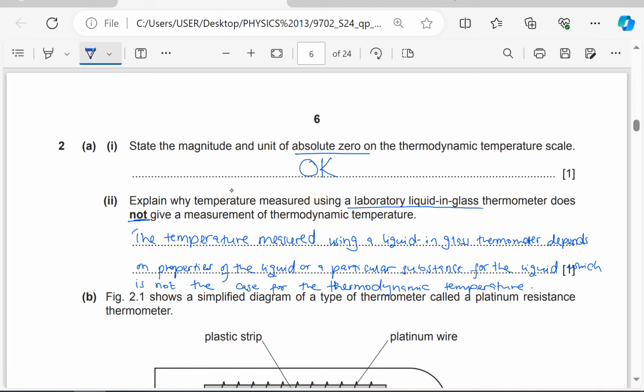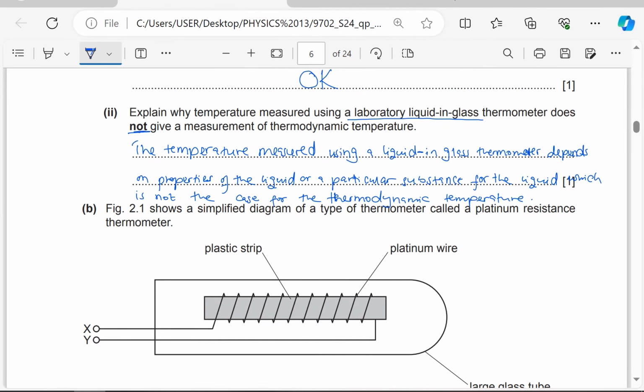So the thermodynamic temperature does not depend on the physical properties of any particular substance, but the temperature measured using a liquid in glass thermometer depends on the physical properties of the liquid used, or the physical properties of a particular substance which is used for the liquid. So that means it will not measure absolute temperature.